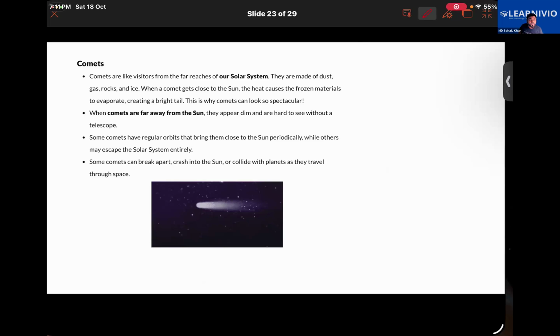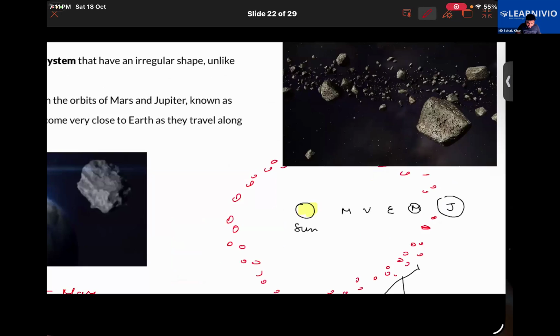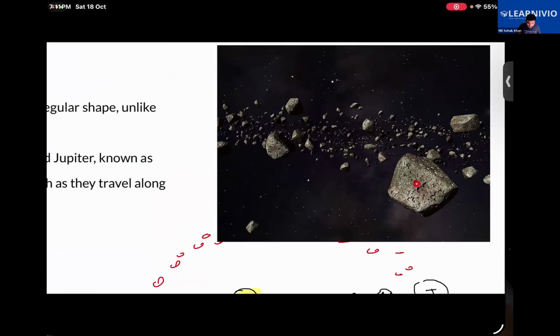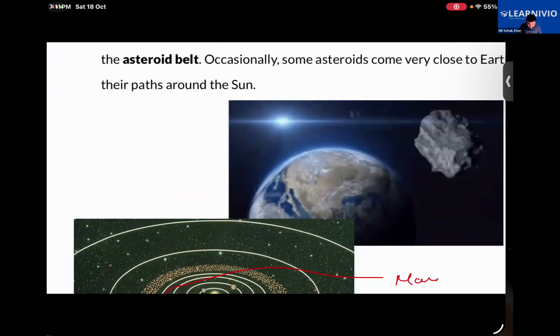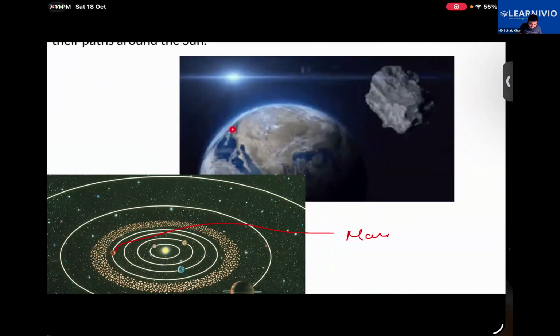Earth is an asteroid? No, no, no. Earth is a planet. An asteroid is a different thing. Asteroids are rocky objects that don't have a regular shape. They are irregular in shape. Take a look at the shape of this. That is an asteroid. While when we look at the Earth, it is a perfectly spherical object.